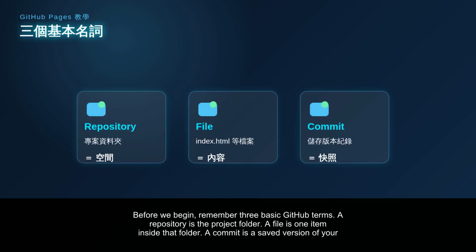Before we begin, remember 3 basic GitHub terms. A repository is the project folder. A file is one item inside that folder. A commit is a saved version of your work, like a snapshot that records one round of changes.